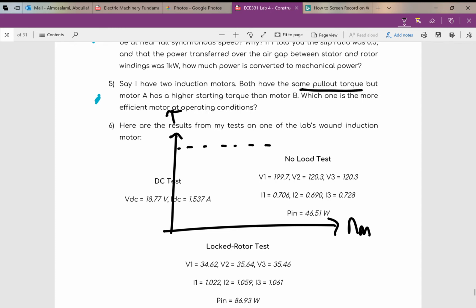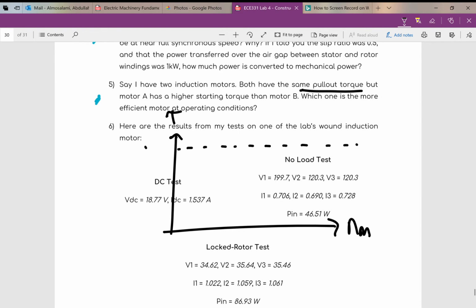So I'm going to designate that by a line. I'm just going to say that's T pull out. Okay, that's the torque pull out. And it says that they have the same one, but motor A has a higher start torque than motor B.